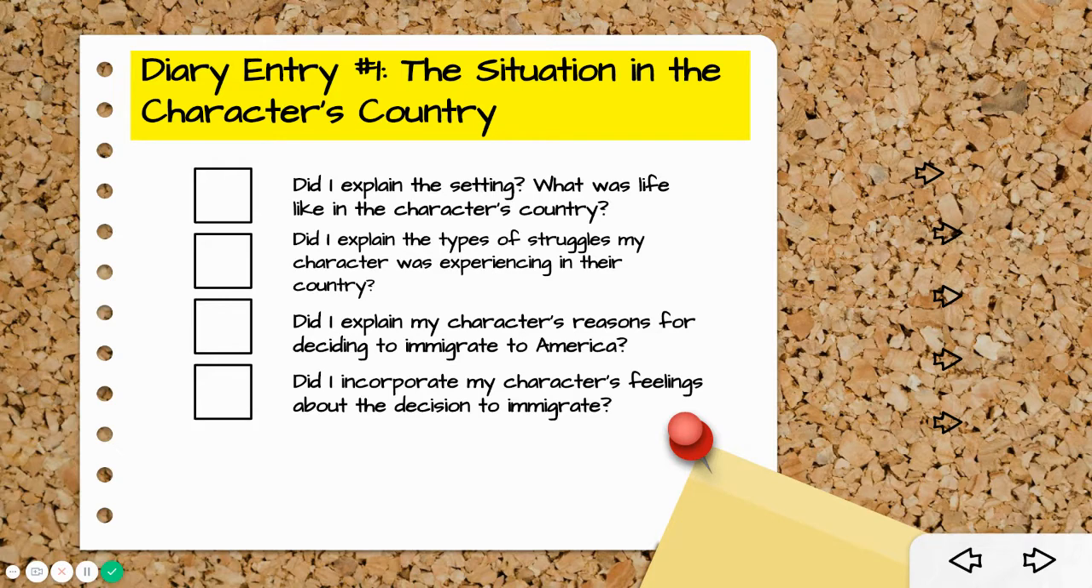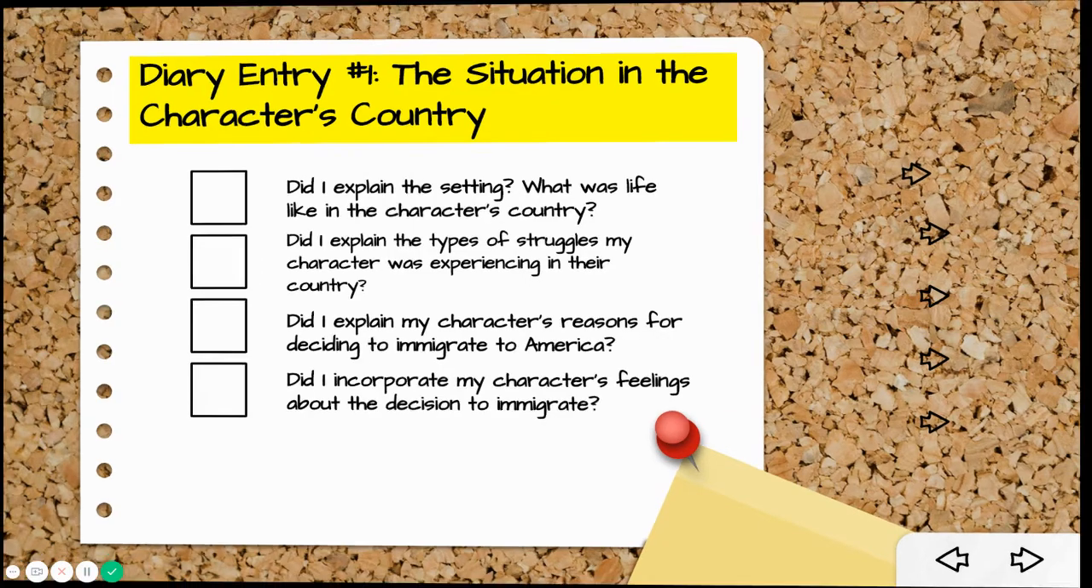Remember that there were most likely some significant difficulties and struggles in your character's life in their country. That's probably why they chose to take such a dangerous and difficult journey to immigrate. So make sure that you are making that clear to your reader. What was the situation like?